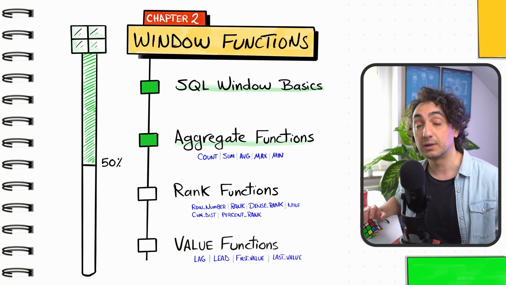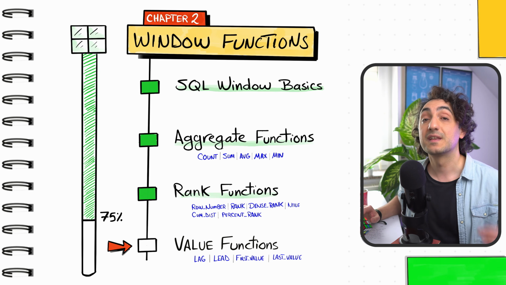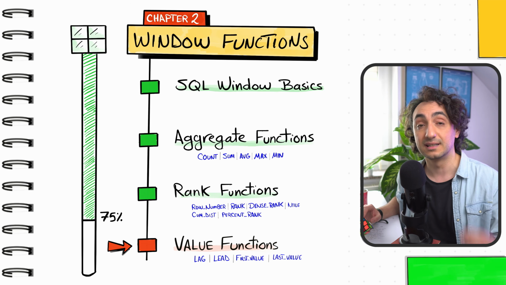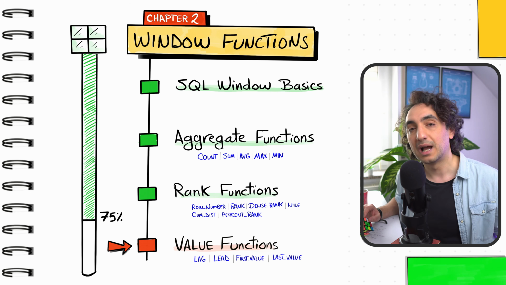Now moving on to the next one, we have the last group of window functions. We have the value functions. They are, my friends, the most important group for data analytics compared to the other two. So here we're going to focus on 4 functions. We're going to learn how SQL works with that, the syntax, and as well the use cases.